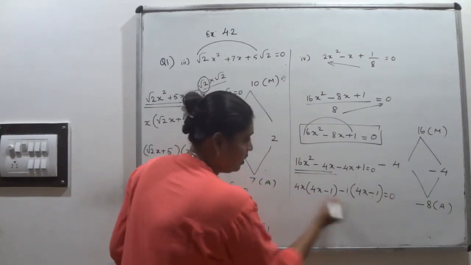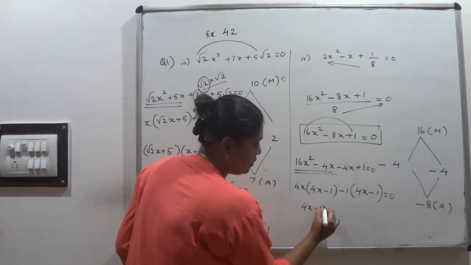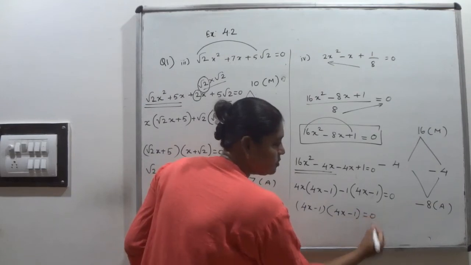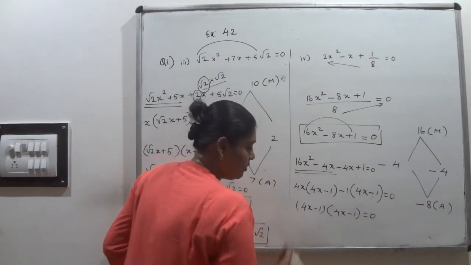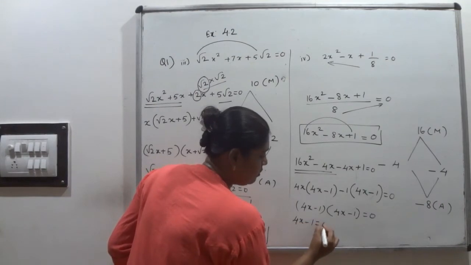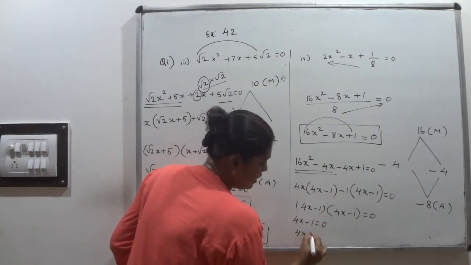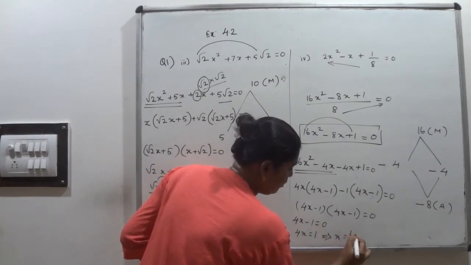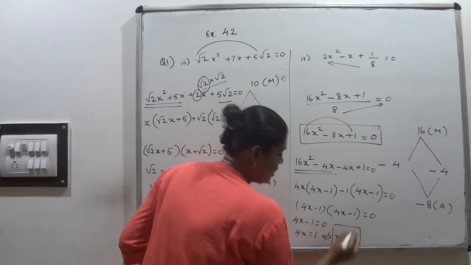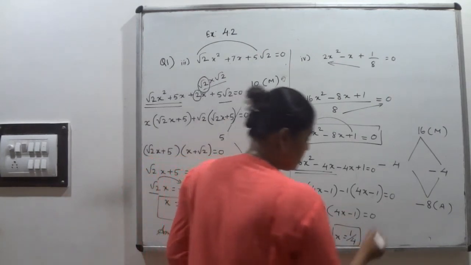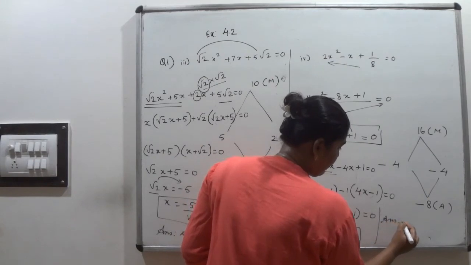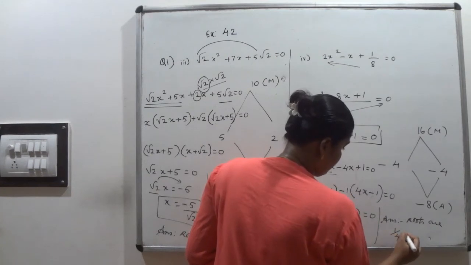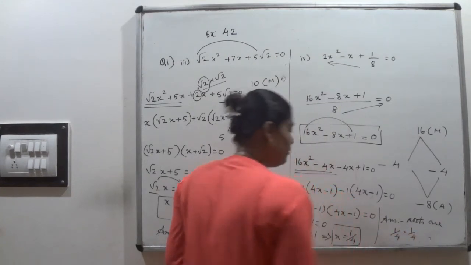Okay. What is the common factor here? That is 4x minus 1. So take it out. What will be left over? This is 4x minus 1 equal to 0. So each factor you have to equate with 0. So 4x minus 1 equal to 0. So you will get 4x is equal to plus 1. Then x is equal to 1 upon 4. When you equate the other factor, the same value only you are going to get. So write it here. Answer. Roots are 1 upon 4, 1 upon 4.